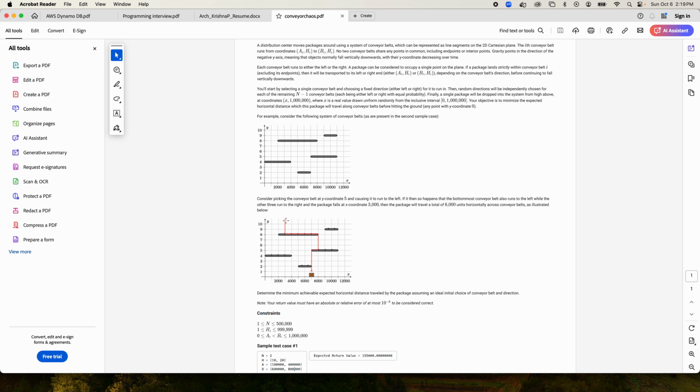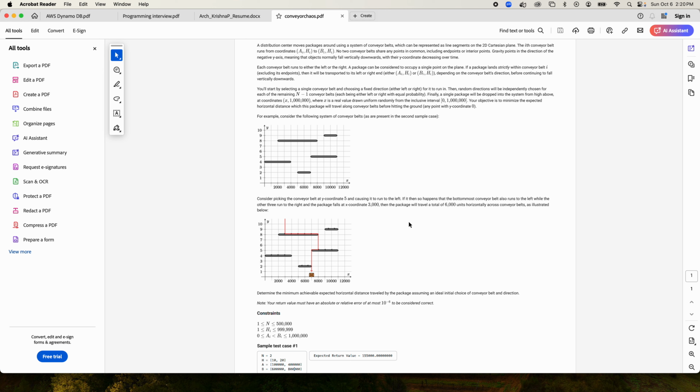Each conveyor belt can go in both directions. It can go either towards the right or to the left. Each conveyor belt can go right or left randomly, but you have a choice to fix one conveyor belt's direction to either right or left, and the remaining conveyor belts will always go either right or left with a 0.5 probability.